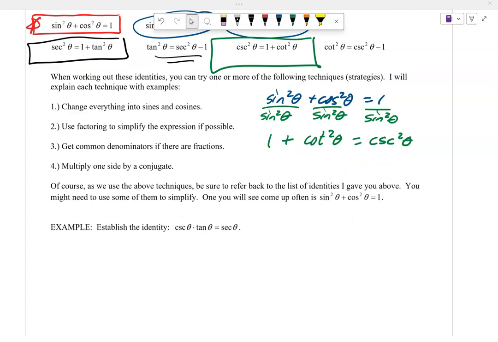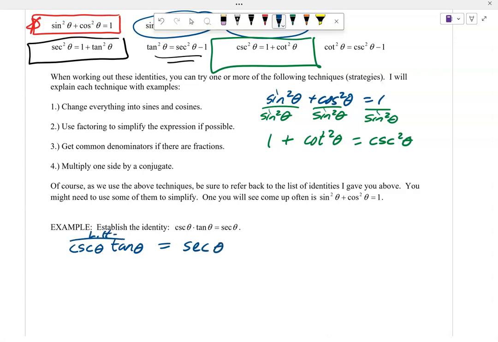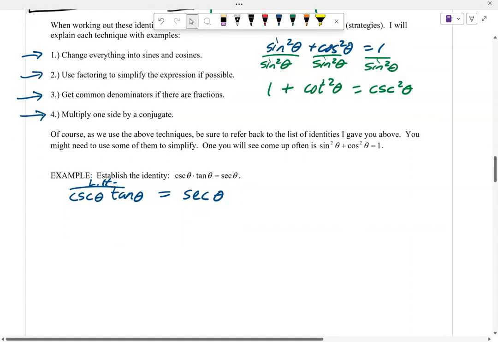What we're going to do when we establish these identities is we're going to take the more complicated side and prove that it's equal to the other side. So like this first one, we have cosecant of theta times the tangent of theta is the secant. So we're going to work with this left-hand side, and we're going to work it down and show that it's equal to the secant. So here's some techniques. Number one, you can change everything into sines and cosines, and then here's some other ones. We're going to start out with that first one, okay? So let's change everything into sines and cosines.